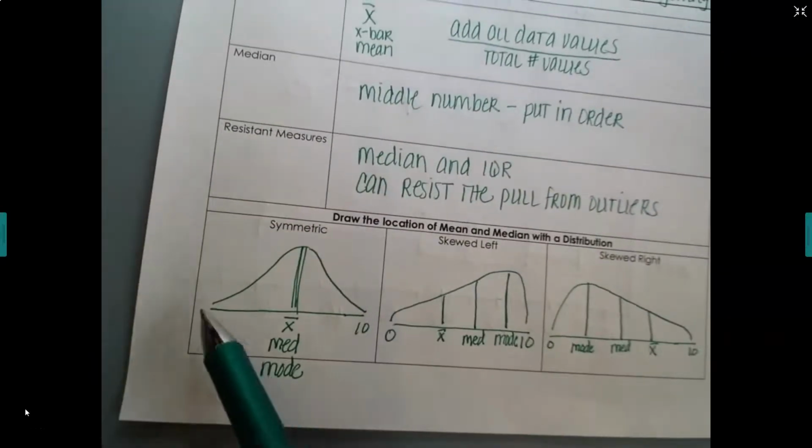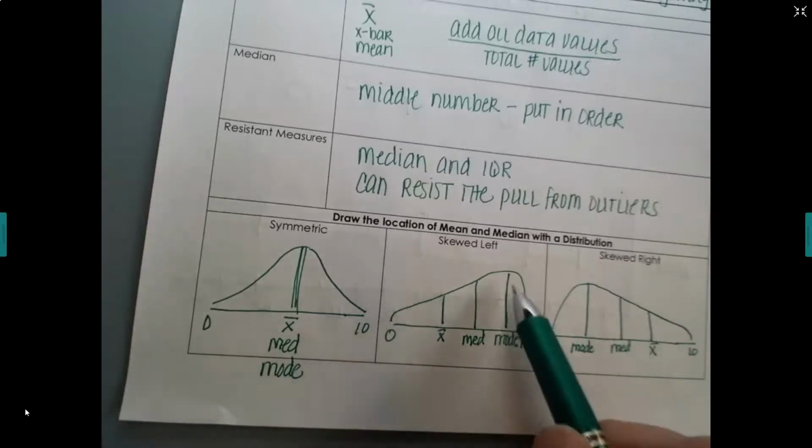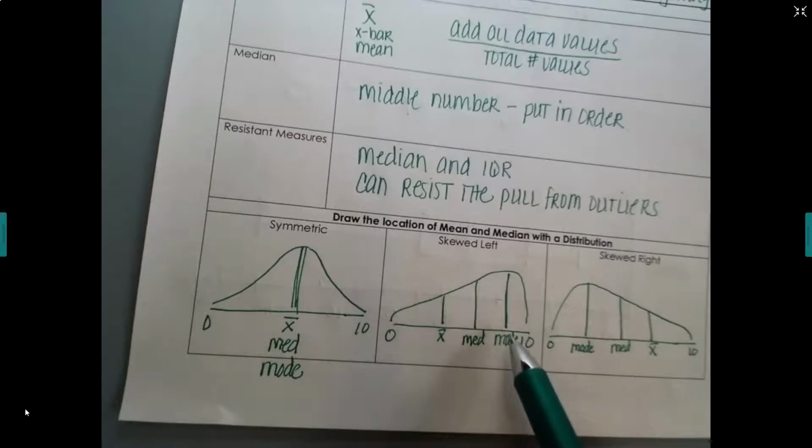So I have 3 drawings here. In a nice symmetric drawing, your mean, median, mode are approximately the same right down the center. If we have a skew left, the mode is still the tallest part of the peak, but the mean gets pulled further because of these lower numbers than the median does.